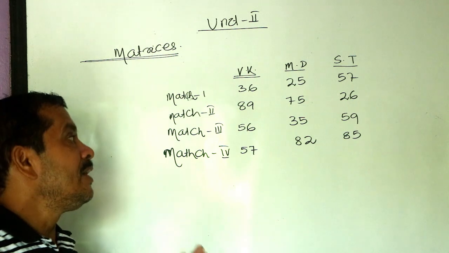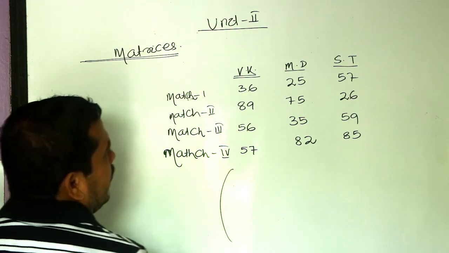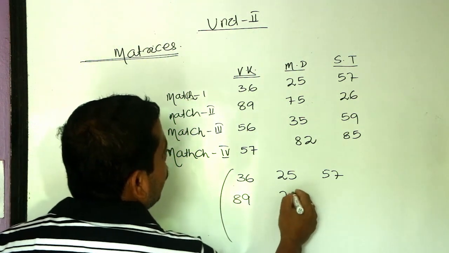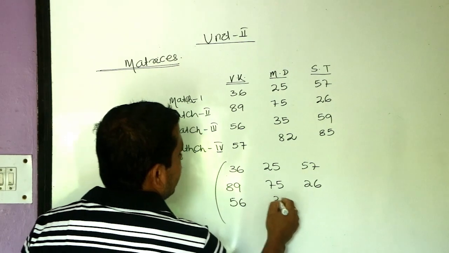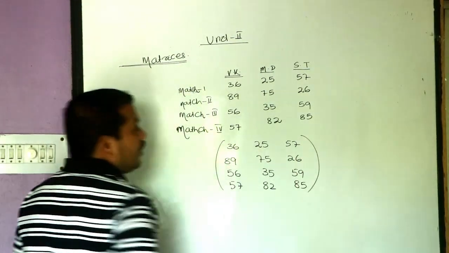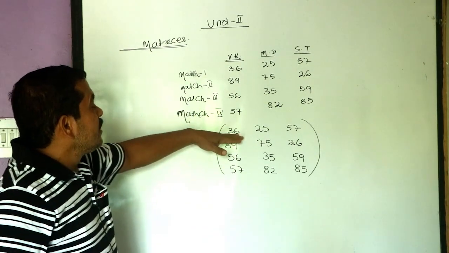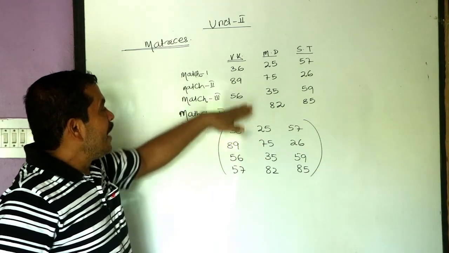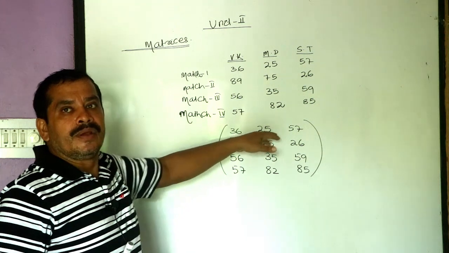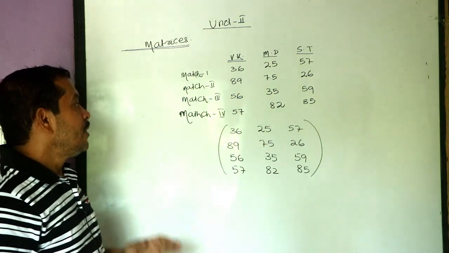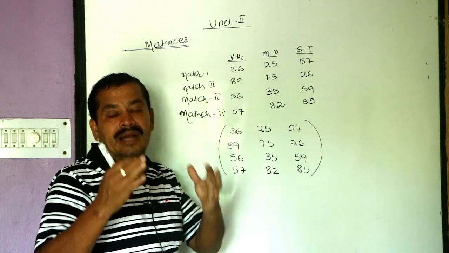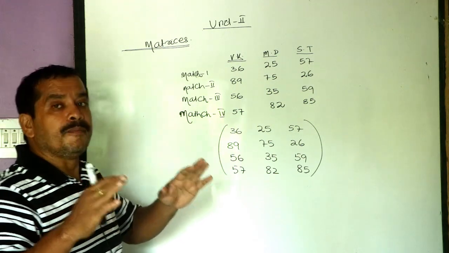Then we can arrange them in rows and columns. That is, we can write 36, 25, 57 and 89, 75, 26, 56, 35, 59, 57, 82, 85. This row represents the scores of the 3 players in match 1. One can easily find the score of MS Dhoni in match 1, that is 25. That type of arrangement is known as a matrix. A matrix has no value, only the arrangement. So arranging some data in rows and columns is known as a matrix.